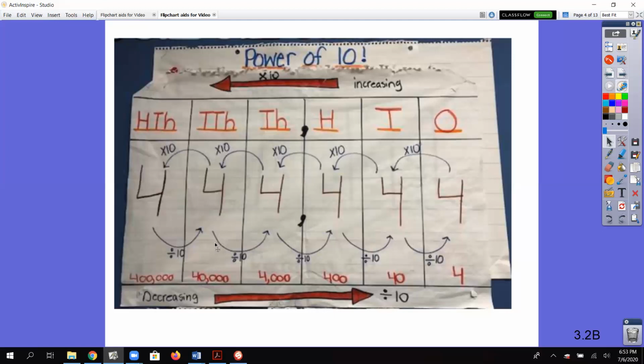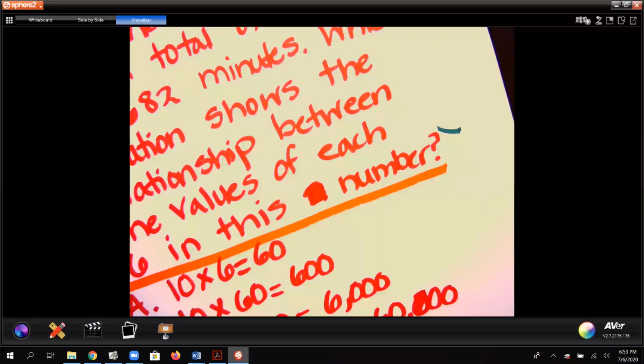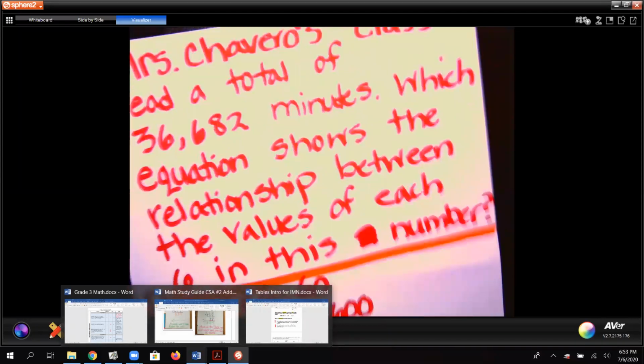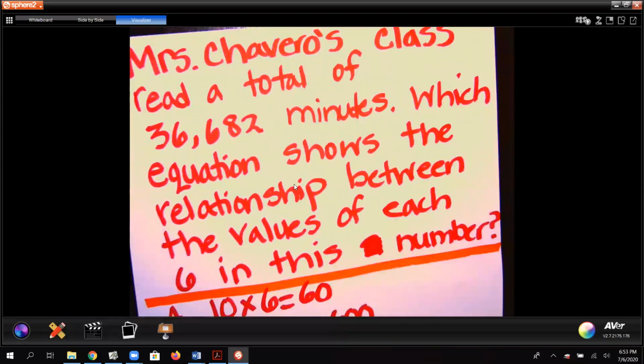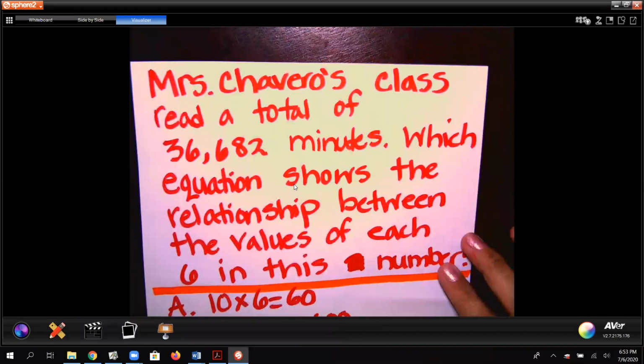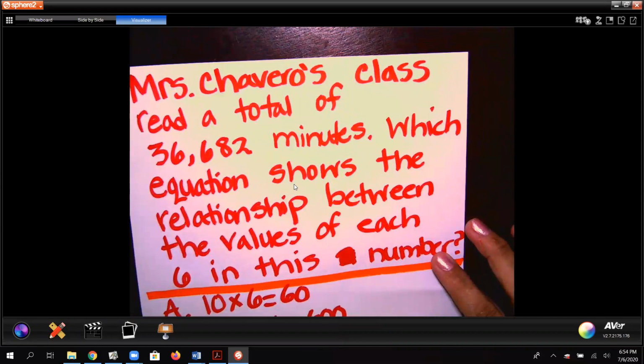So this is an anchor chart you can have in your journal and you and your teacher can make together to put up in your classroom. Now, we're going to do an example. So here is a problem that we're going to do together. So this says, Mr. Vito's class read a total of 36,682 minutes. Which equation shows the relationship between the values of each 6 in this number?